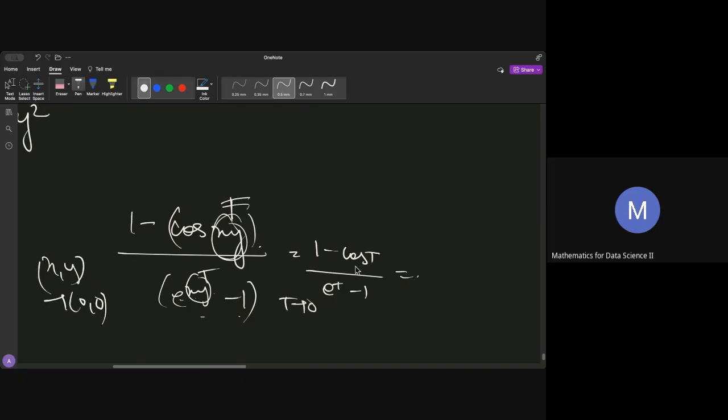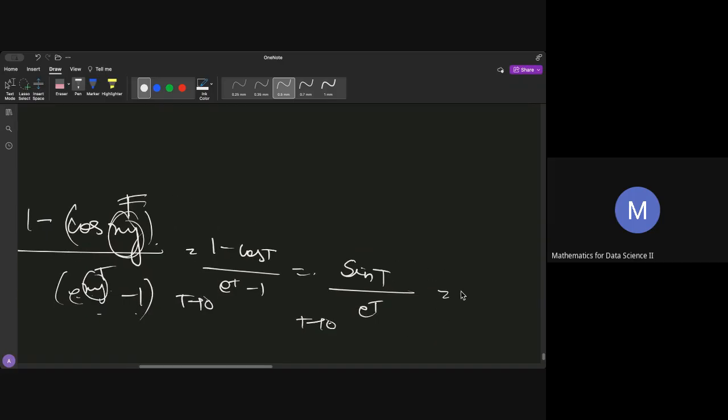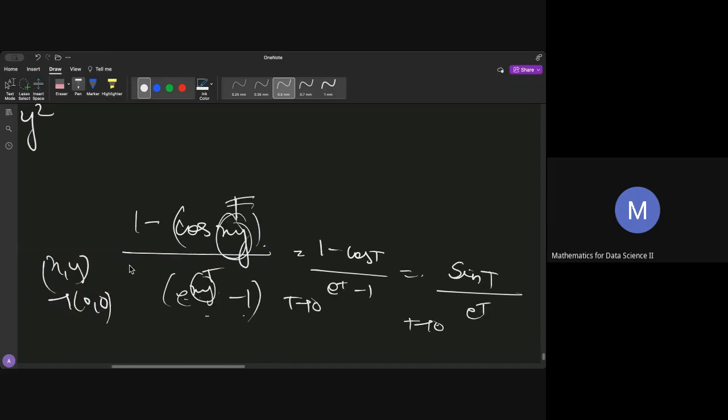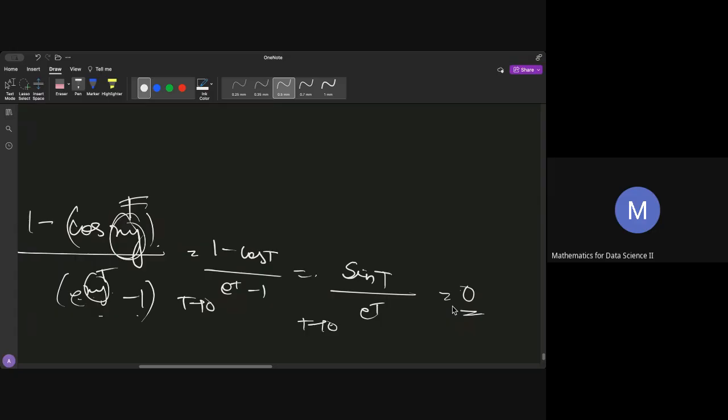Which says if you're getting 0 by 0 form, you can take the derivative of both the denominator and numerator. So this will give you sine t, and the other one will give you e to the power t as t tends to 0. So what will you get here? You'll get 0, right? That means the limit of this entire thing is just 0.